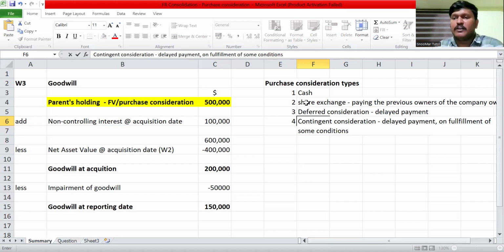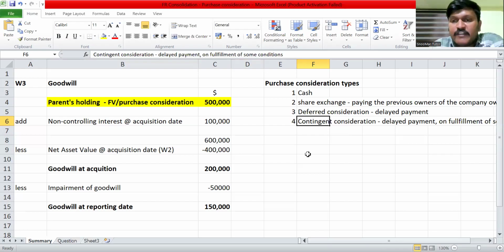So let's put some conditions over here. If the subsidiary company is making this much profit in the future, I am ready to pay this much. That is a contingent consideration we'll be looking at. But from the point of view of FR, they would give the contingent consideration's fair value at the acquisition. However, we will also be considering how to calculate that in our question.